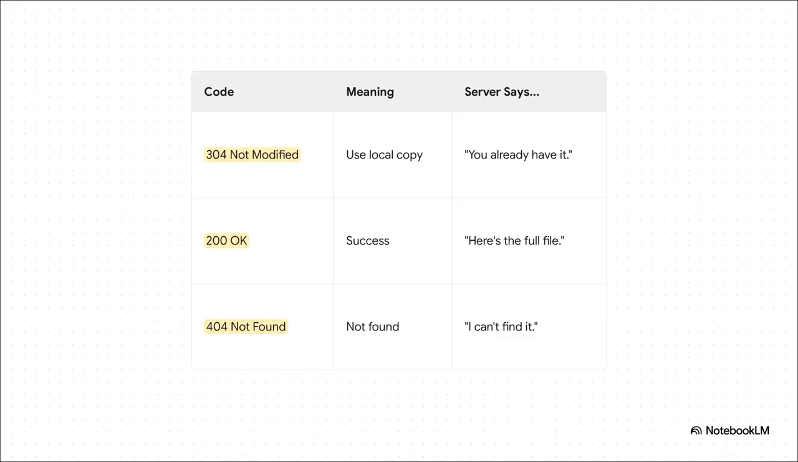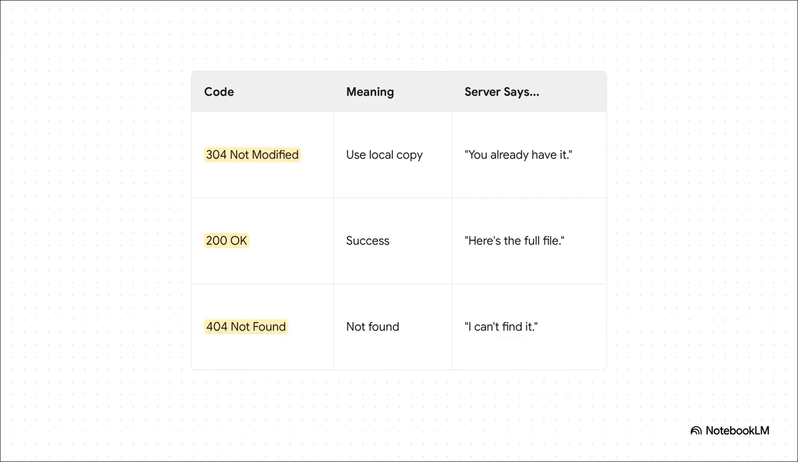Now, to really get what makes the 304 code so special, it helps to put it next to a couple of other codes you've probably heard of. You know, 404, right? That means, sorry, can't find it. And 200 OK is the standard success. Here's the whole file you wanted. The 304 is completely different. It says, yep, I have the file, but you already have the exact same copy, so let's just save ourselves some time.